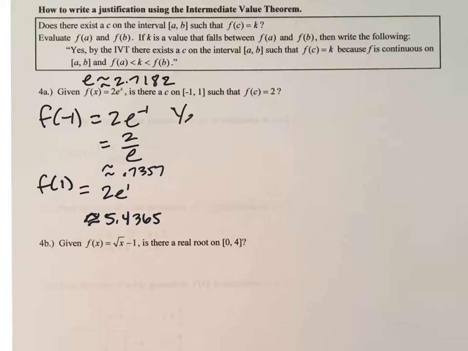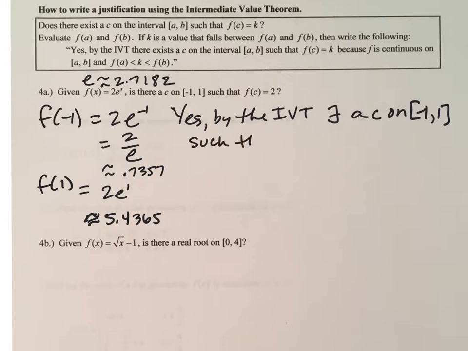And don't forget to add this part. Yes, by the IVT, which stands for Intermediate Value Theorem, there exists a c on the closed interval from -1 to 1 such that f of c equals 2, because first we need to say that f is continuous. So f is continuous, and be sure to state where it is continuous.